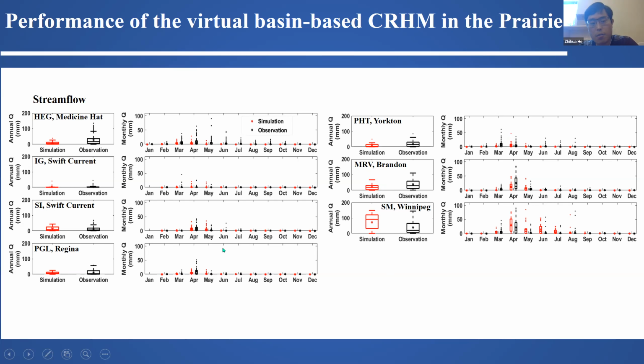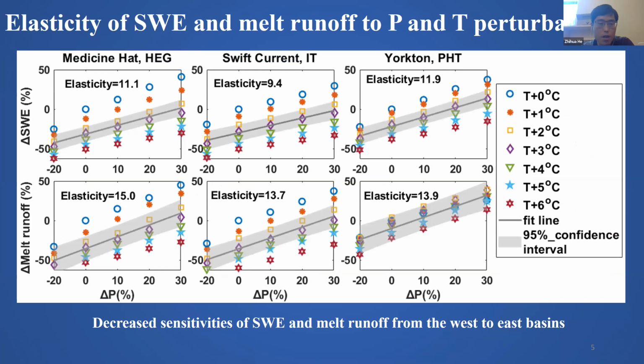And the simulated monthly streamflow indicated very small streamflow in the summer, autumn, and winter seasons, with the streamflow mainly concentrated from March to May. So that is also inconsistent with the observations. And we are using the elasticities to represent the sensitivities of the hydrological variables to the precipitation and temperature changes.